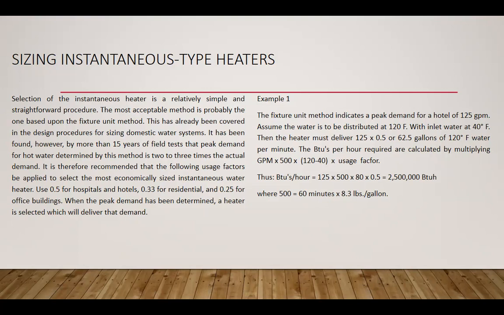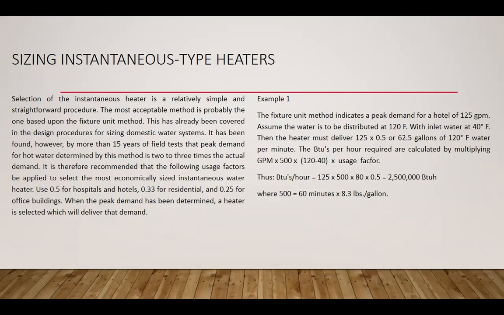Sample 1. The fixture unit method indicates a peak demand for a hotel of 125 GPM. Assume the water is to be distributed at 120 Fahrenheit. May kayo ng temperature ng water. 120 Fahrenheit with inlet water at 40 Fahrenheit. Then, the heater must deliver 125 times 0.5 or 62.5 gallons. Kasi 0.5 is hospital or hotel. Hotel, 0.5. Yung factor. Of 120 Fahrenheit water per minute.